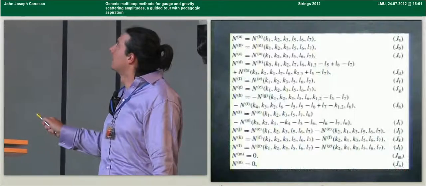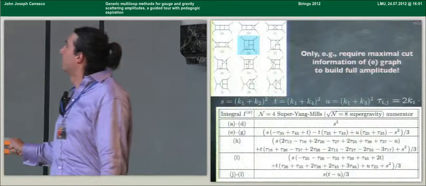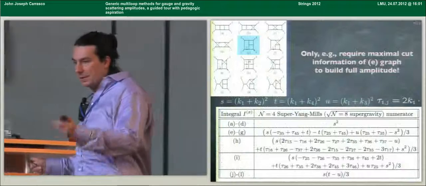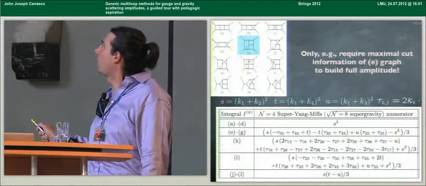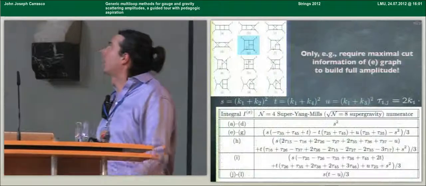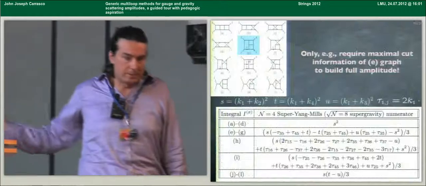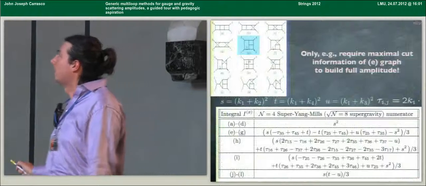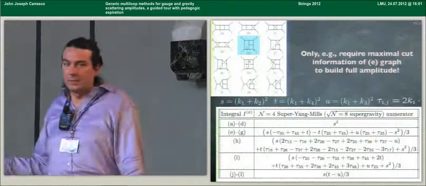And these are just the numerator relations, right? So everybody relates to the E graph eventually. It turns out, once you express things in terms of those, only the maximal cut information, so cutting all the propagators, just targeting the information for this graph, was sufficient to build the full amplitude. And so this is the result. This is the Jacobi-satisfying n equals 4 super-Yang-Mills numerators. It's the square root of n equals 8 supergravity. It does satisfy all the cuts.